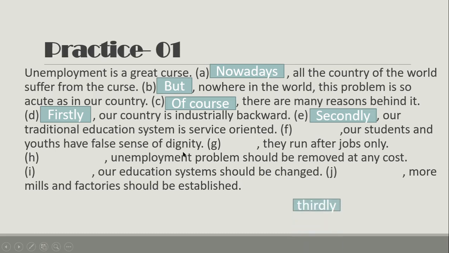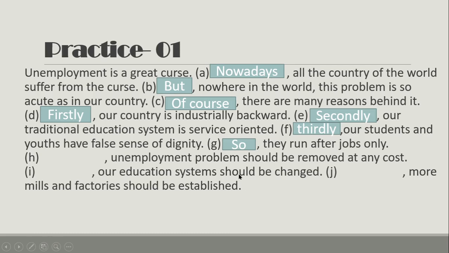And thirdly, our students and youths have false sense of dignity. Dash, they run after jobs only. So they run after jobs only. Since they have false sense of dignity, so will be the correct answer. So they run after jobs only. Dash, unemployment problem should be removed at any cost. We can say.